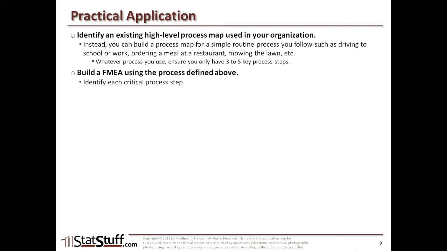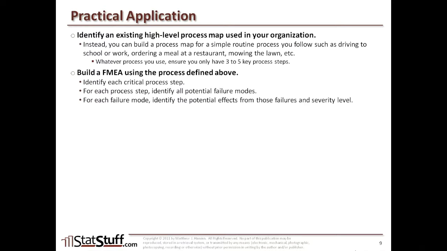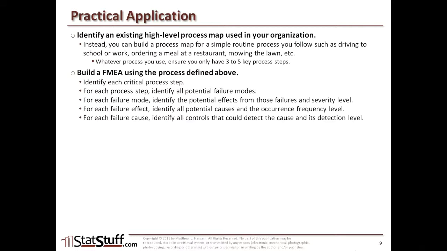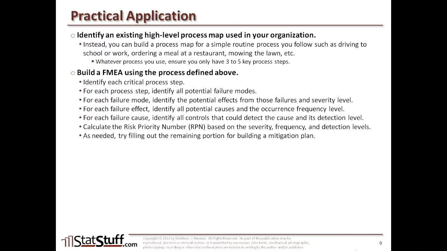And then try to identify each of the critical process steps. And then for each of those process steps, identify all potential failure modes. And then for each of those failure modes, identify the potential effects from those failures and the severity level. And then for each of those failure effects, identify all potential causes and the occurrence frequency level. And then for each of those failure causes, identify all controls that could detect the cause and its detection level. And then try to calculate the RPN, that risk priority number, based on the severity, frequency, and detection levels that you identified. And then as needed, try filling out any remaining portion for building a mitigation plan for those items.